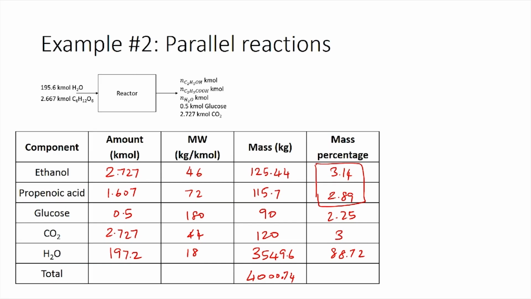As an exercise, I would want you to perform the same calculations using molecular species balances and verify if you get the same answers. With these three techniques, namely the molecular species balance, atomic species balance and the extent of reaction technique, you are now fully equipped to solve any material balance problem containing either single or multiple reactions.